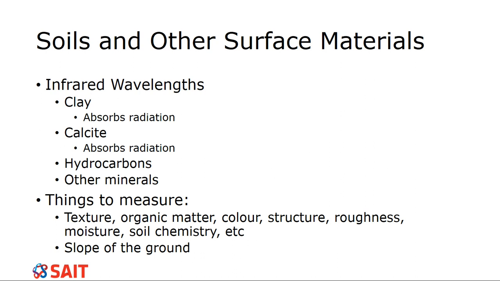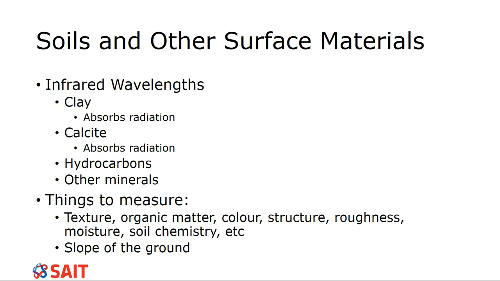Infrared. Well, clay absorbs radiation. Calcite absorbs radiation. Hydrocarbons also impact the infrared wavelengths, and there's many other minerals as well that are also in soils. So we know that soils have a huge impact on measurements because it's so high of reflectance in all of the infrareds, and it's a little bit lower in the visible, and then moisture really impacts it more so than you would see with vegetation.